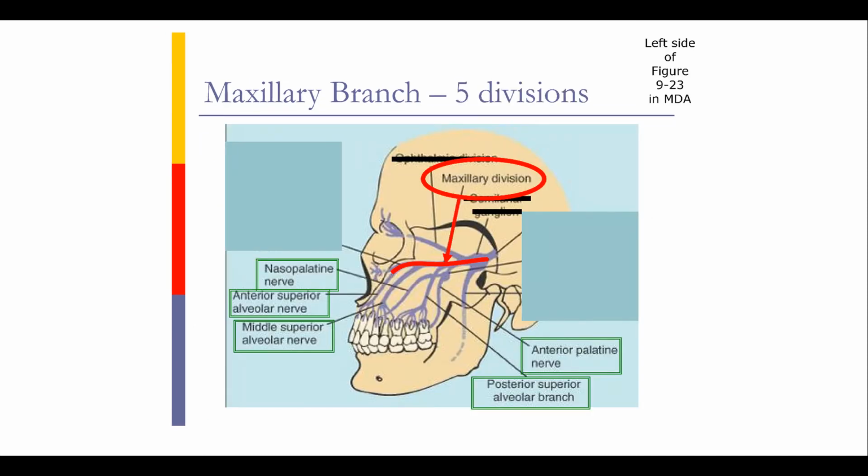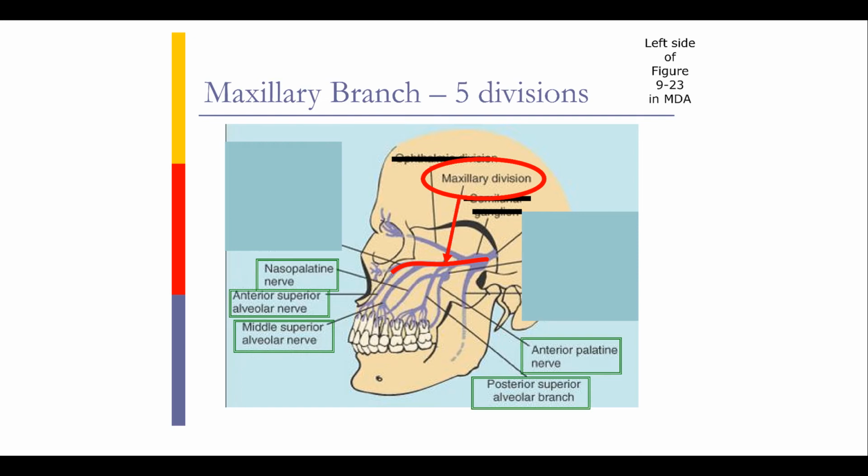Now, this maxillary branch or maxillary division of the trigeminal nerve has 5 branches of its own. You already know 3 of them. You may not think you know 3 of them, but you do. This picture is provided for you in figure 9-23 in your MDA textbook. That's on page 127. It's the top figure and it's the picture on the left.